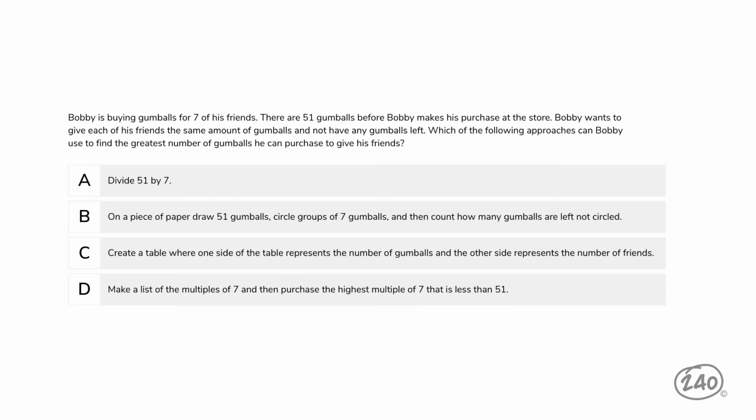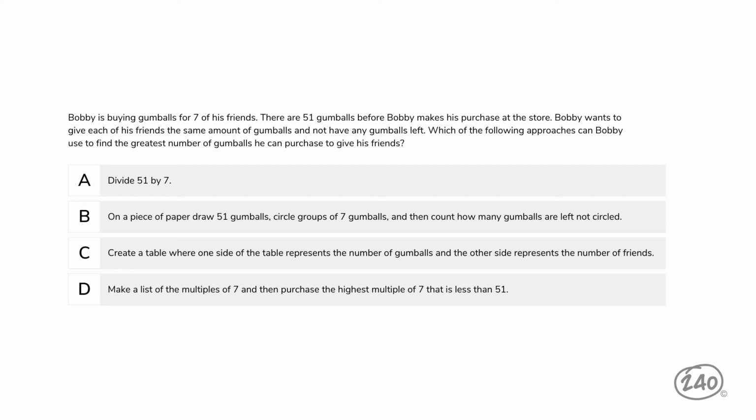Time to make sense of number sense. Bobby is buying gumballs for 7 of his friends. There are 51 gumballs before Bobby makes his purchase at the store. Bobby wants to give each of his friends the same amount of gumballs and not have any gumballs left over. Which of the following approaches can Bobby use to find the greatest number of gumballs he can purchase to give to his friends?